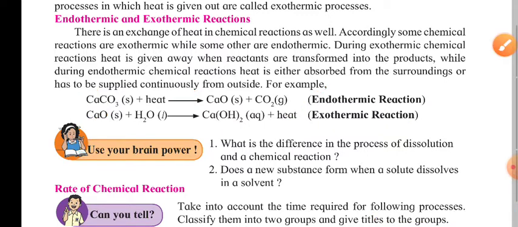So this is about the types of chemical reactions. In the next session, we will talk about the rate of chemical reactions and the factors affecting them.